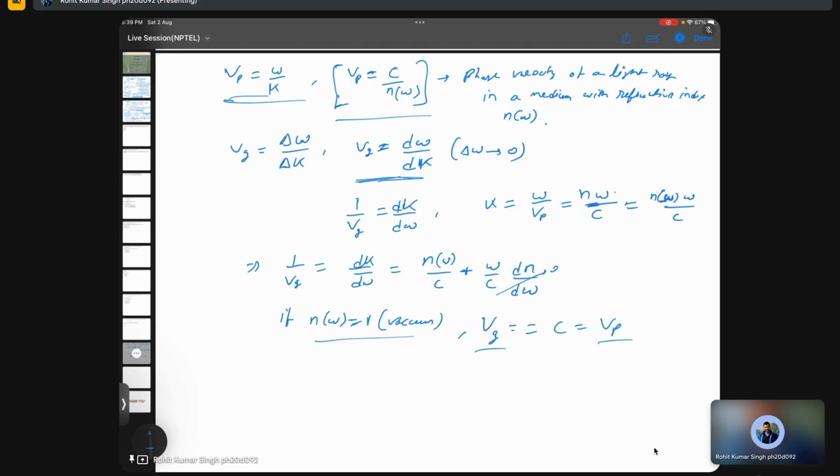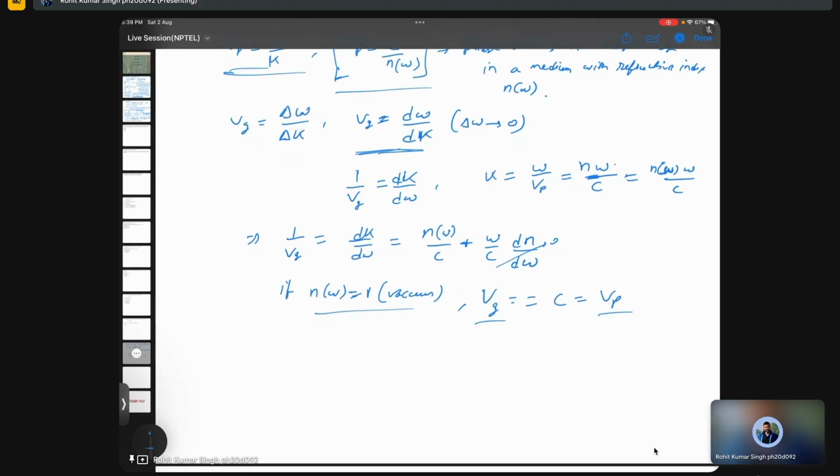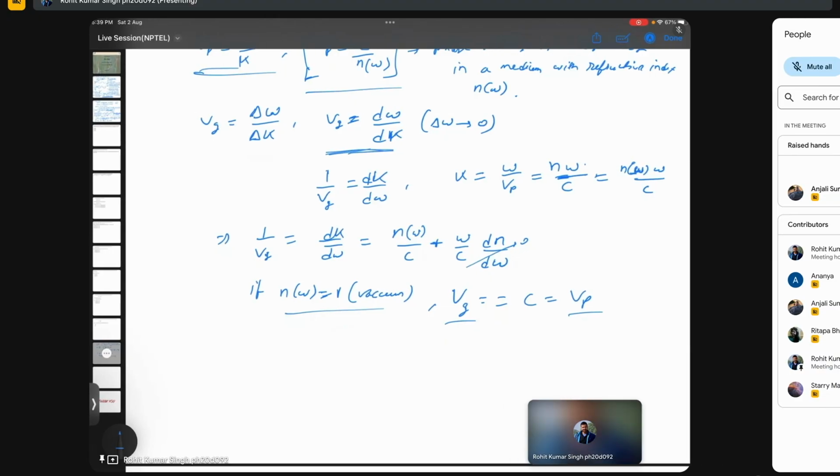So to get a relation between this group velocity and this refractive index, what you can do is use the free space wavelength of the light. Sorry, someone has raised a hand.